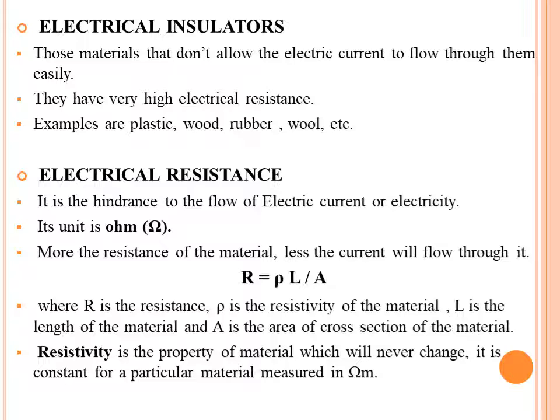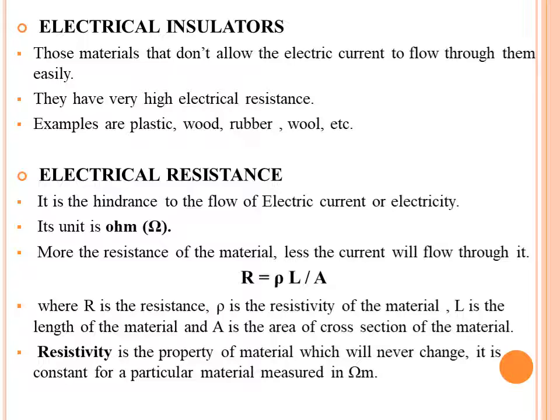Then comes the next one, electrical resistance. As we discussed earlier, it is the hindrance to the flow of electric current. The more the resistance, the less current will flow through the material. The less the resistance, the more current will flow through the material. Its unit is ohm. So we can say conductors have very low resistance and insulators have very high resistance.